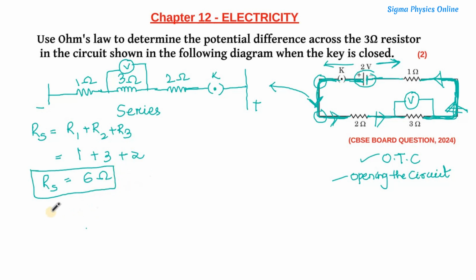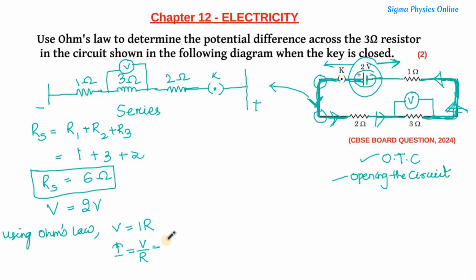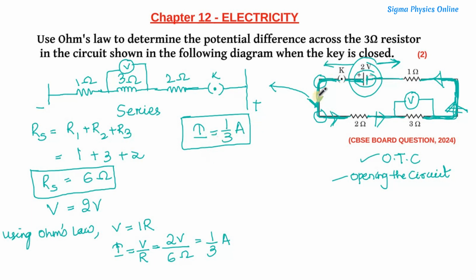Now we have the resistance of the circuit. Now the potential difference is given as 2 volt. So potential difference is 2 volt. Hence, using Ohm's law, that is V is equal to IR, now I will be V by R. Now the potential difference of the circuit is 2 volt and the equivalent resistance we found out is 6 ohm. So the value comes to be 1 by 3 ampere. So the current in the circuit is 1 by 3 ampere. Now this 1 by 3 ampere current will flow through this entire circuit.